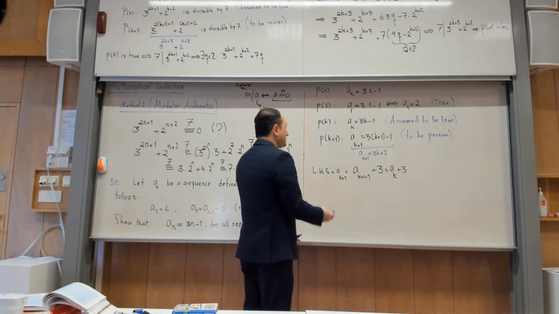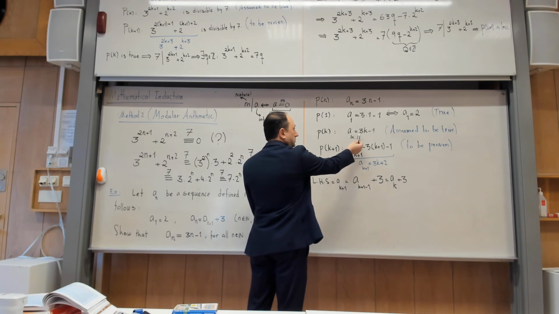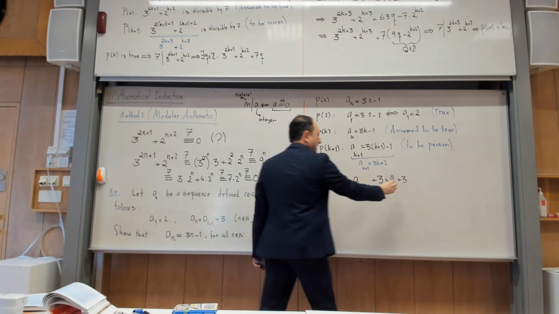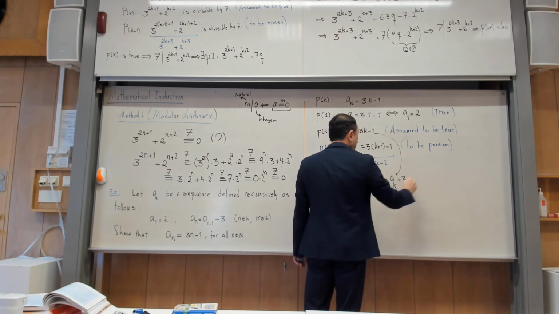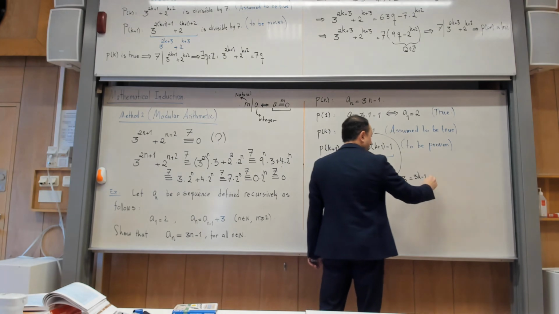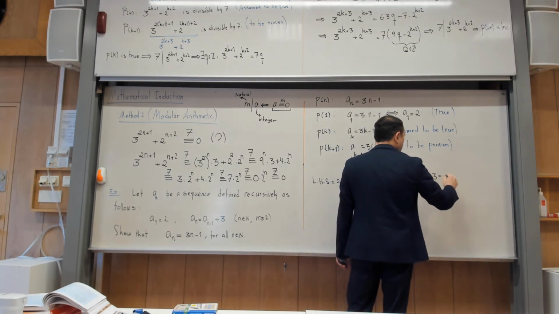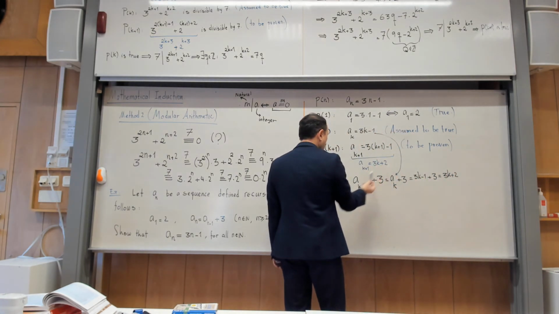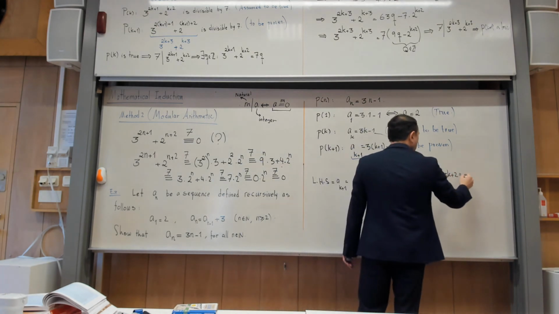But I have an assumption about A sub K, and that is equal to 3K minus 2. So I use that fact and put it here. So it becomes 3K minus 1, but I have plus 3 at the end. But minus 1 plus 3 is how much? It is exactly 2, and that's exactly what I want to show. So the left-hand side of this expression is equal to its right-hand side.